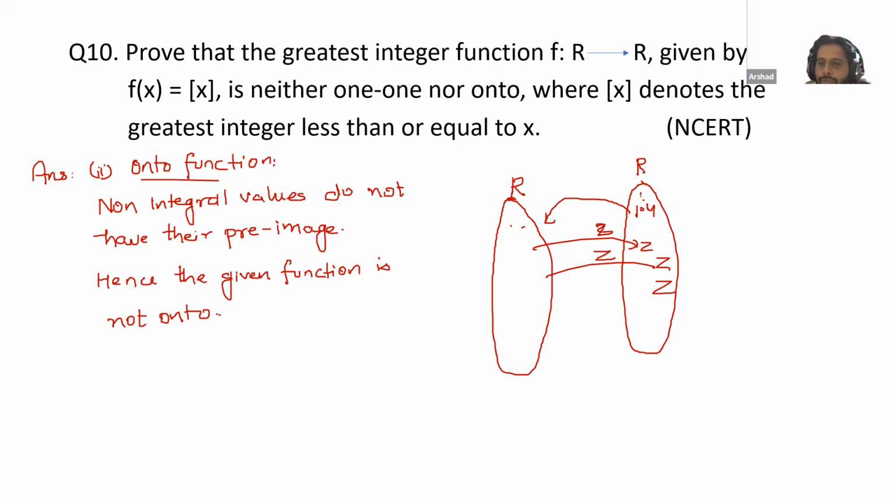So if there is a pre-image, then this will be onto. But the non-integral values, the numbers which are in decimal, they do not have their pre-images. That's why this is not onto. So you can check here. You can directly write even like this, that 1.6 does not have its pre-image. So this is not onto.